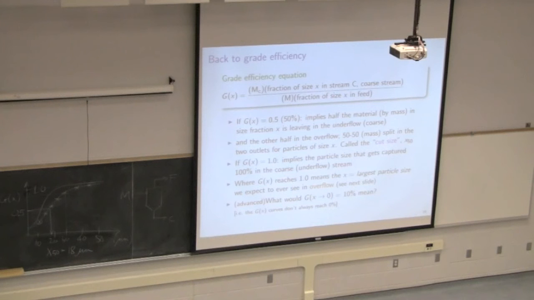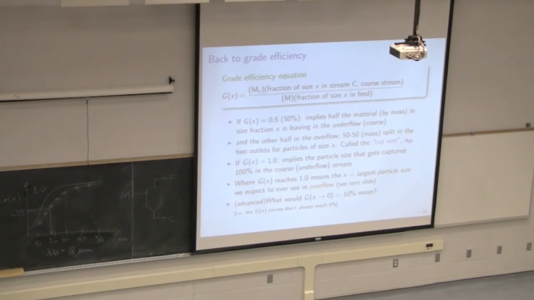What's the significance of the x50? It's simply the point where g of x is 0.5, and the interpretation of g of x 0.5 is the cut point where, for particles of that size, half of them will go to the overflow, and half of them will go to the underflow.